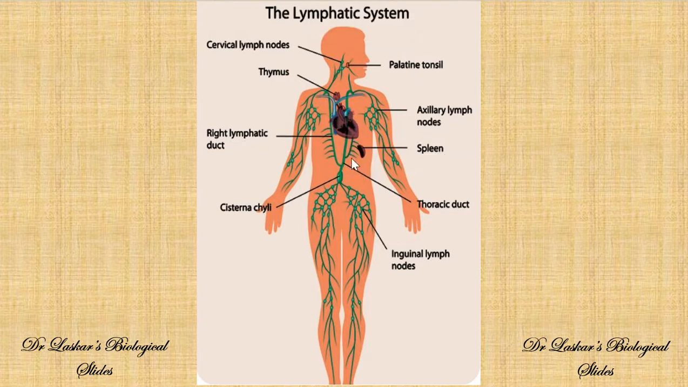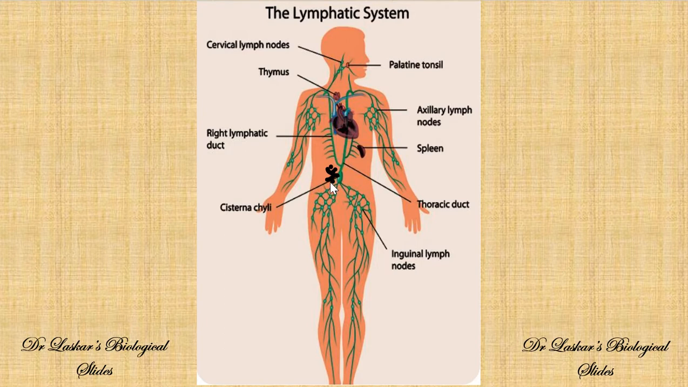So lymphatic capillaries present in the intestinal villi. Here is the intestine, this is the digestive tract part, and here the small intestine parts are present. As you all know, this small intestine part helps in the absorption process. In this small intestine part, the finger-like projections, villi or villus, are located.